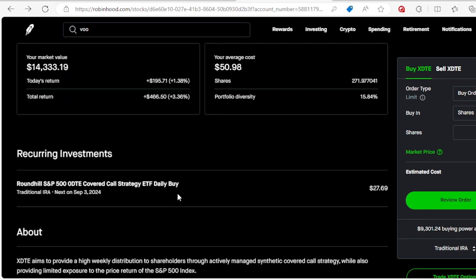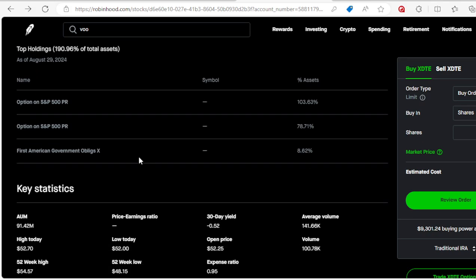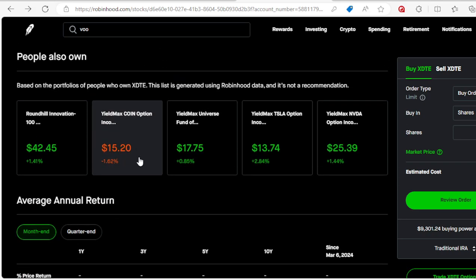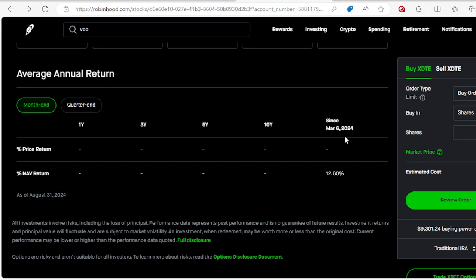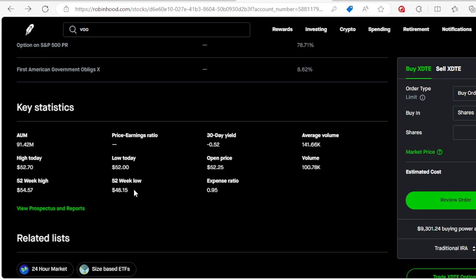But this is the funny thing: yes, we get dividends. They do option calls on this. Since March 6, 2024, it's up 12.60%, but the biggest thing is the low is 48.15 and the all-time high is 54.57, and it does pay out 30%. I don't know where they get a negative 0.52 30-day yield, but it does pay out on dividends.